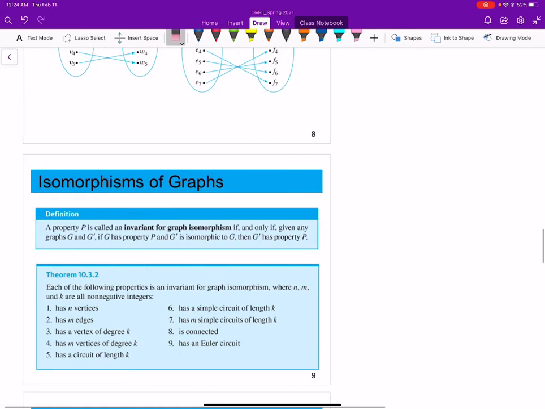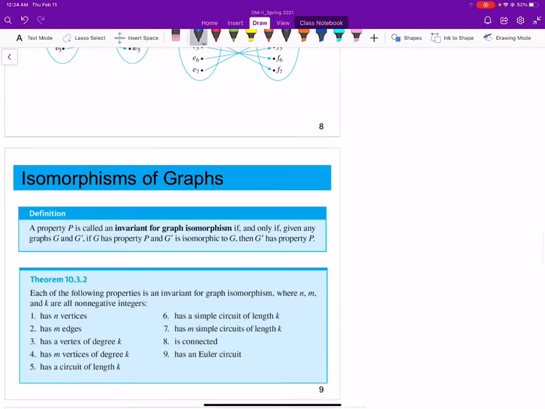There's a definition. Let me read the definition. A property P is called invariant for graph isomorphism if and only if, given any graphs G and G prime, if G has property P and G prime is isomorphic to G, then G prime has property P. All right, so this is a very important definition.